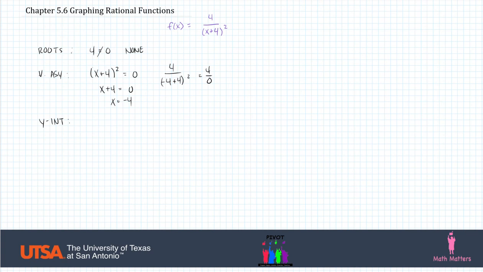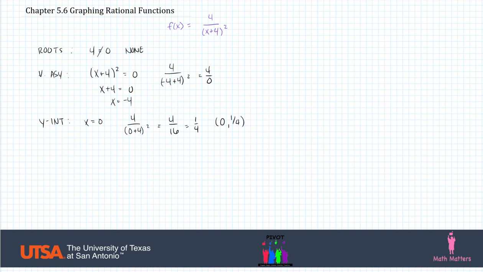So then we look at our y-intercepts. And what we do is we set our x equal to 0. So we have 4 over (0 plus 4) squared. This gives us 4 over 16, which is 1/4. So we have some y-intercept at (0, 1/4).